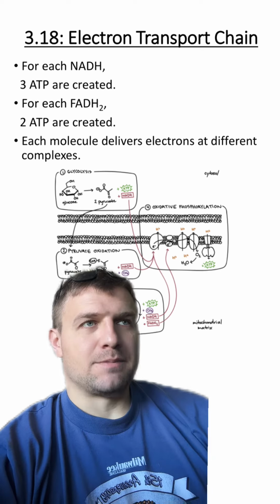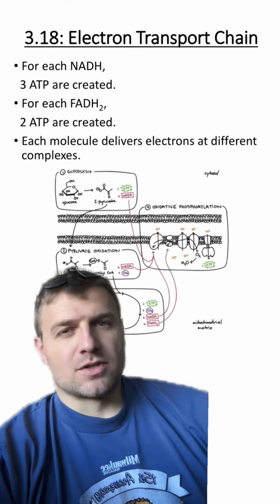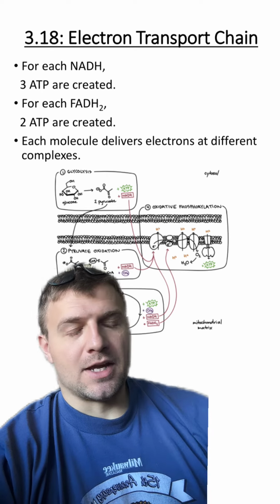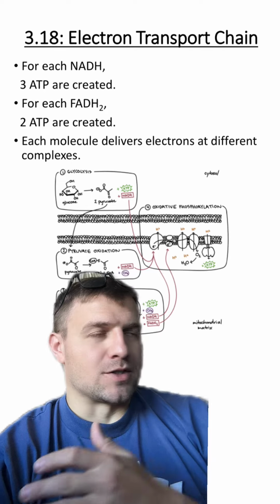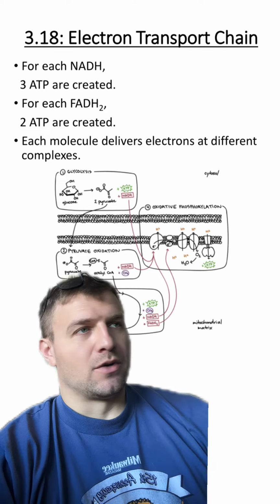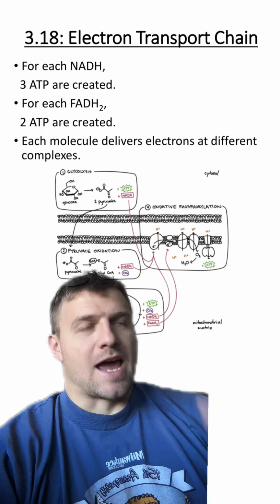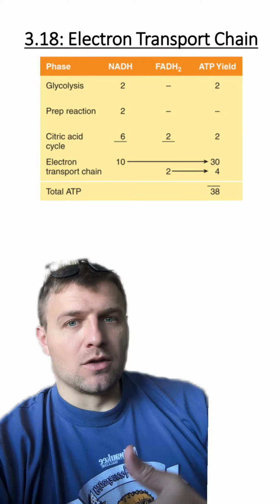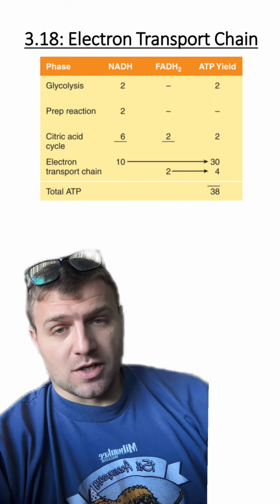The amount of ATP produced for each of these molecules is calculated through data, so it's not like we're really seeing one NADH deliver its electrons and then 3 ATP pop out. There are just thousands of these molecules going to and from this process. It's just an average of the data. So let's now take a look at how many ATP are going to be produced at the electron transport chain.